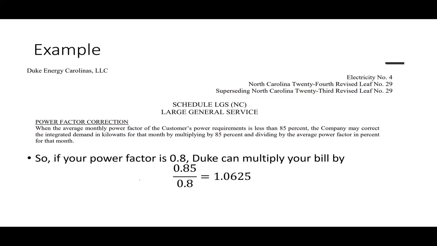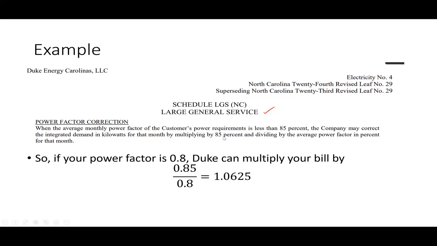Now, utilities do bill like this. As an example, I took a rate structure in North Carolina, what they call large general service. This would be for a big commercial building, like the buildings you have uptown in Charlotte. What they say here is there's this line about the average power factor in the month for the customer. Basically it says if the average monthly power factor of the customer's power requirements is less than 85%, the company can correct the integrated demand.